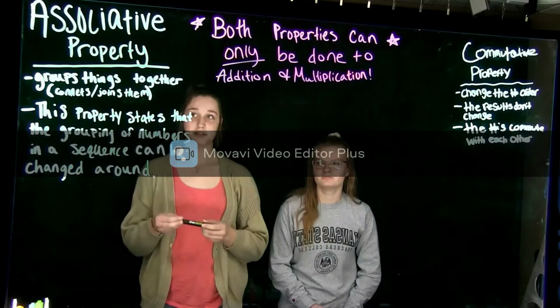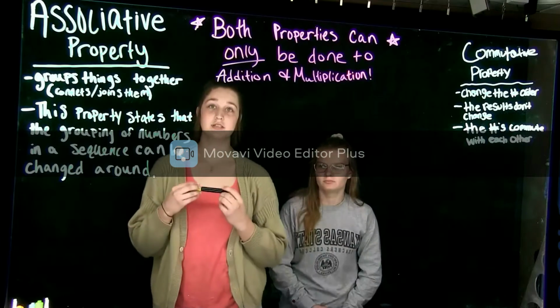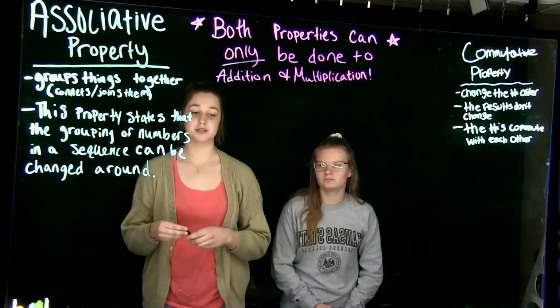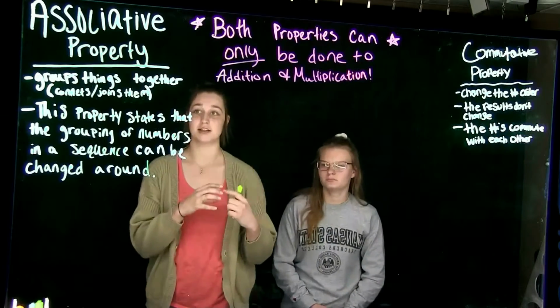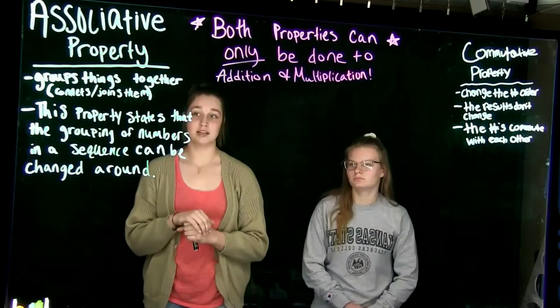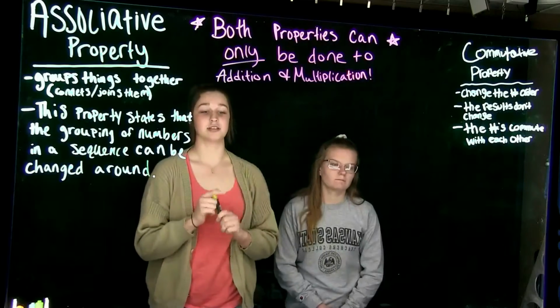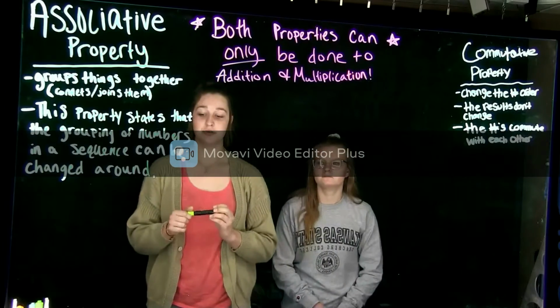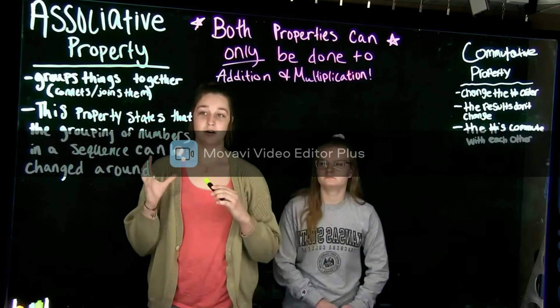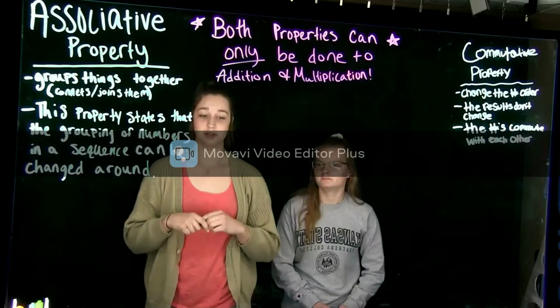Transitioning into associative property, this one uses grouping and groups certain chunks of the problem together. This property states that the grouping of numbers in a number sequence can be changed around and you will still get the same answer as what you would if you had gone forwards instead of backwards with the grouping.